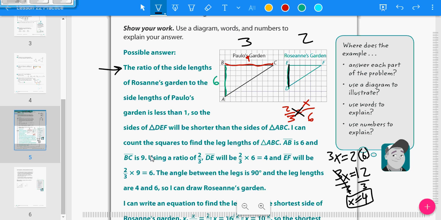The angle between the legs is 90 degrees. Using the ratio 2 to 3, or 2/3, DE will be 2/3 times 6. So this is another way you can do it. I showed you one way. Here's another way. It's going to be 2/3 of the length. 2/3 of 6 is 4. 2/3 times 6 is 4. So that's another way to get the side length of 4. And we can do the same thing with EF, and that would be 2/3 of 9 is 6. So this should be 6, and if you count it, 1, 2, 3, 4, 5, 6. The angle is 90 degrees still, just like in the original one. So we can connect the legs for the garden.